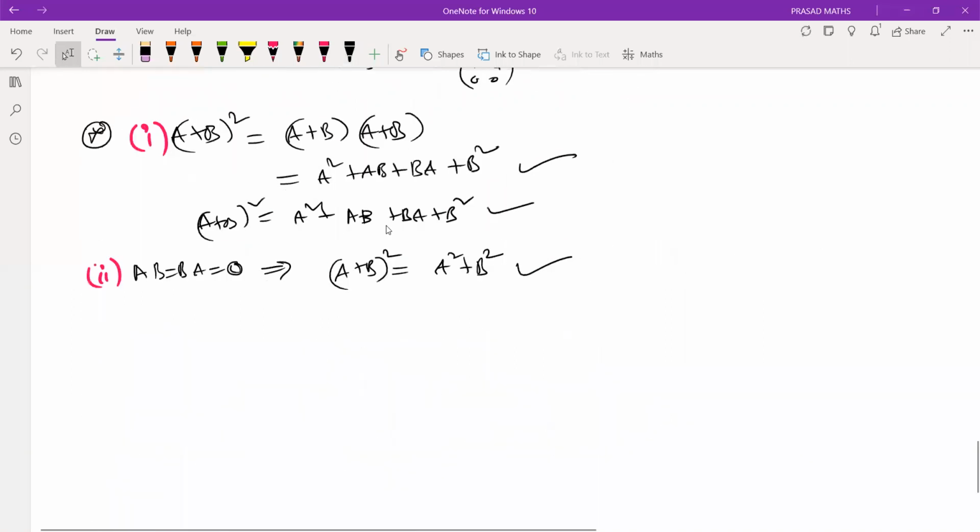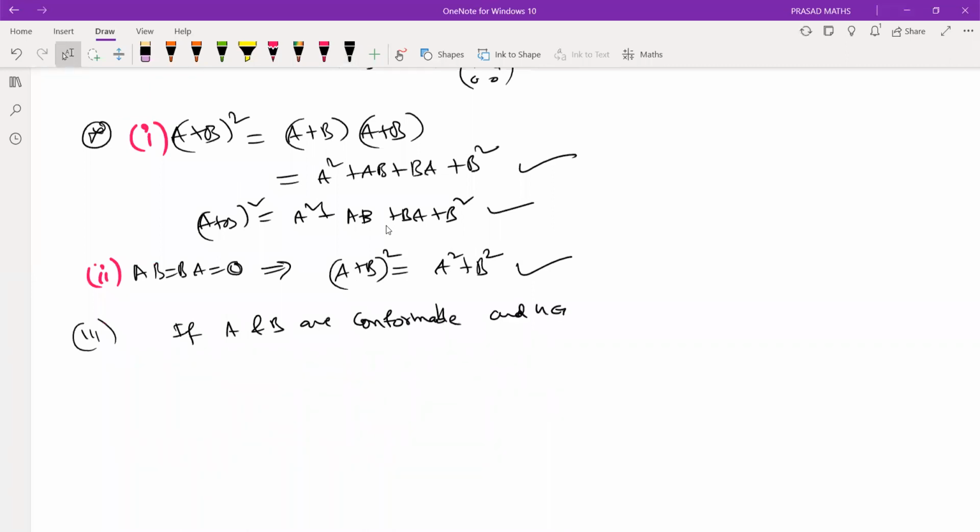But the thing is, whenever A and B are conformable, and you can take any positive integer, and you know that A and B are commutative with respect to matrix multiplication, this (A+B)^n, in general this result may not be true, but when you take AB equals BA, this result holds, right?